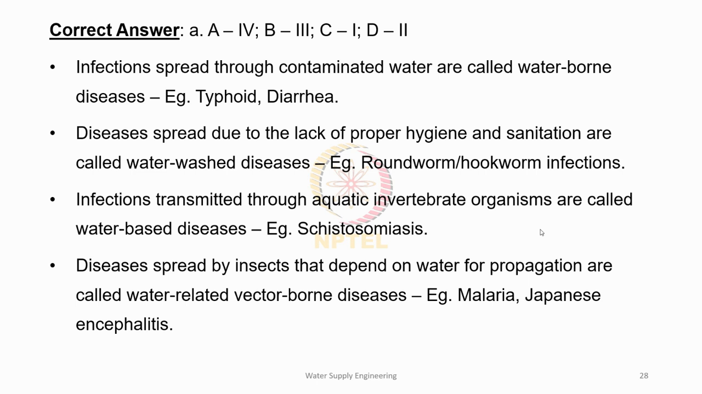Okay. So typhoid and diarrhea are examples for waterborne disease. Roundworm or hookworm infections are examples for water washed disease. Schistosomiasis is an example for water based disease. And malaria and Japanese encephalitis is an example for water related vector borne disease.